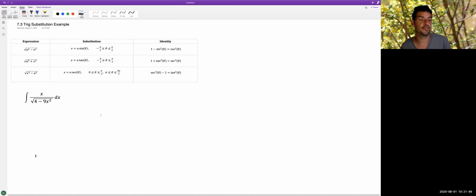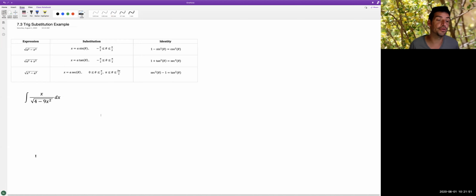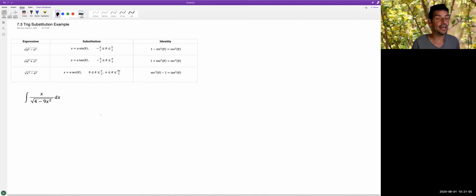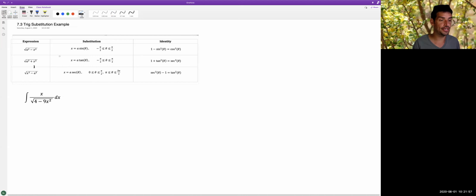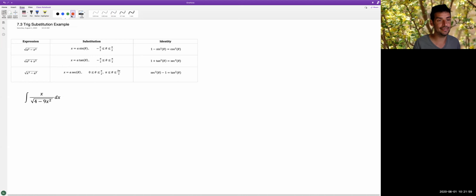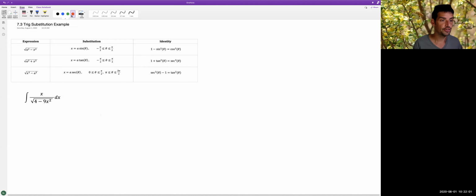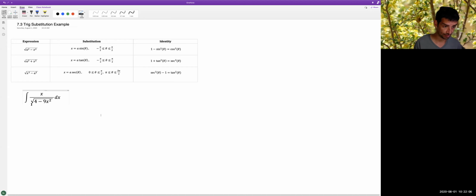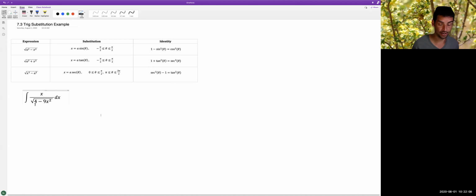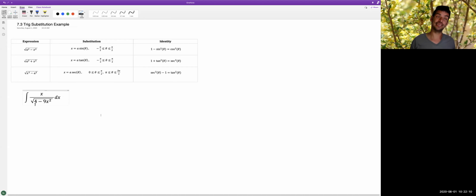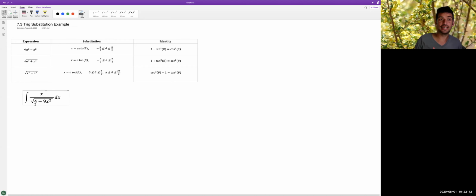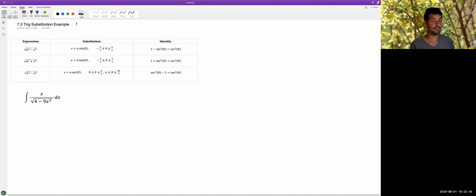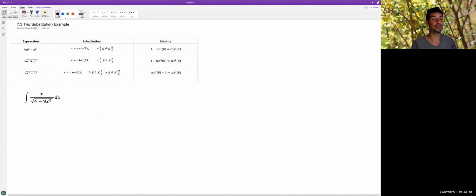So I've got this integral. I want the antiderivative of x divided by the square root of 4 minus 9x squared dx. And so this doesn't fit into these categories, but it is close to the first category, a squared minus x squared in the square root, right? So we see that in the denominator there. So it's not precisely what we have, but we see something like it. It's worth a shot. And so let's see if we can make some moves to help ourselves out here.